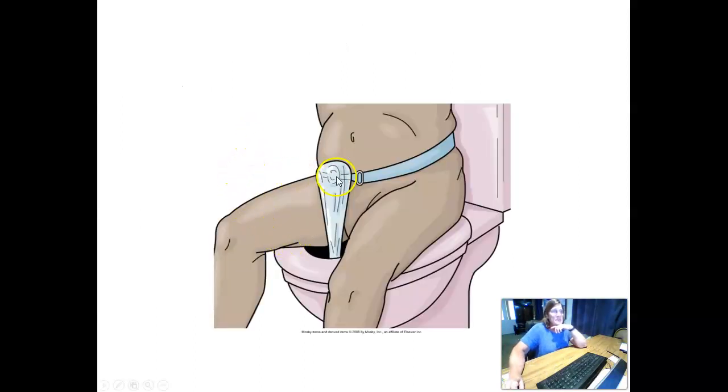Some people will just empty the colostomy right into the toilet. If the bag is full, they can just empty it right into the toilet. But usually, especially if they're lying down in bed, I would just put it in a bedpan and then take the bedpan over to the toilet and dump it.